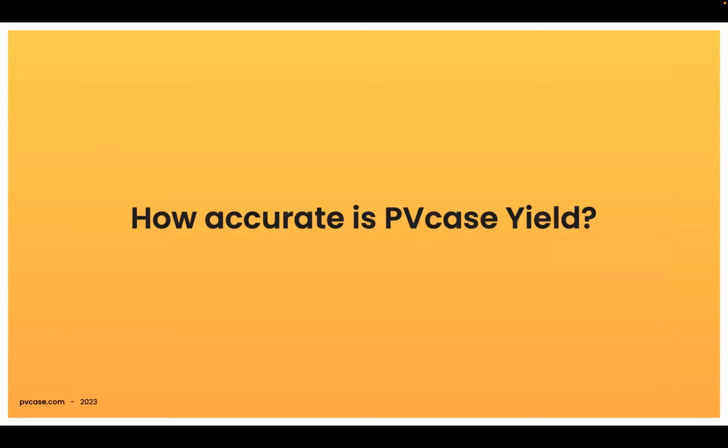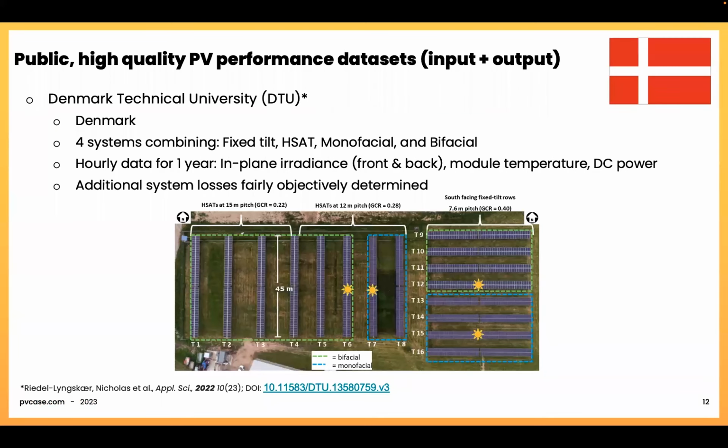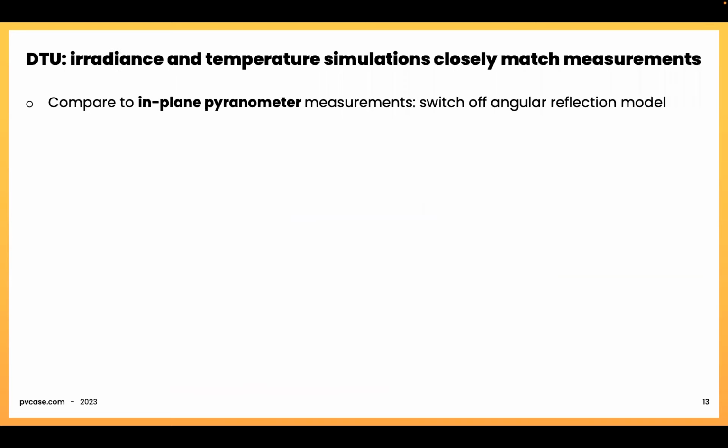After this brief intro, what we will try to answer is how accurate is PVcase Yield. For that, we have been working with two publicly available datasets. The first one is this one that I'm showing here. This dataset is owned by the Technical University in Denmark, and it contains a combination of fixed tilt and single-axis tracked systems with monofacial and bifacial modules. For this plant, we have hourly data for power, irradiance, and temperature. And we also have a fair assessment of the system losses, which we have included in our simulations.